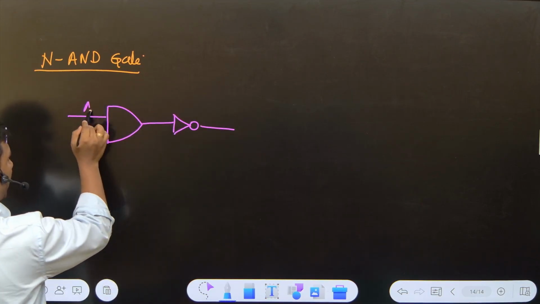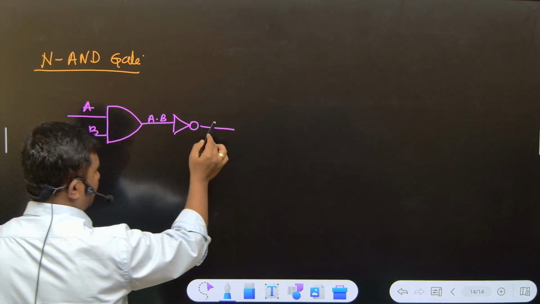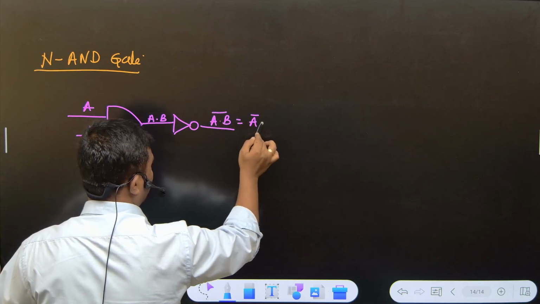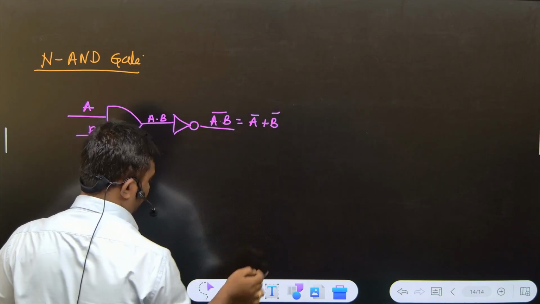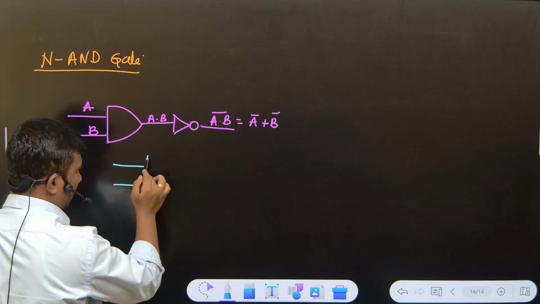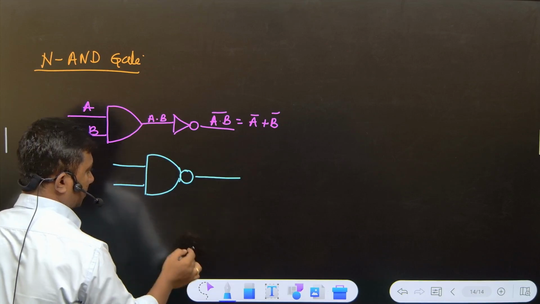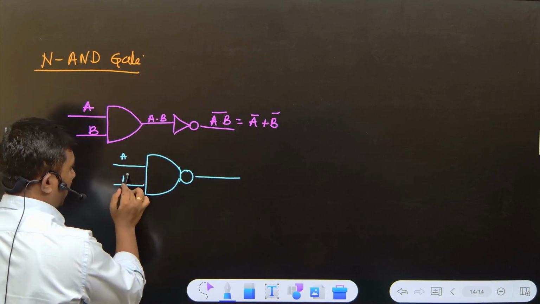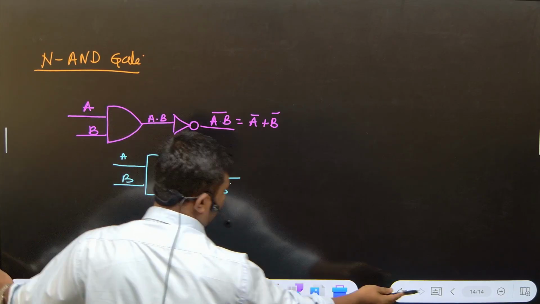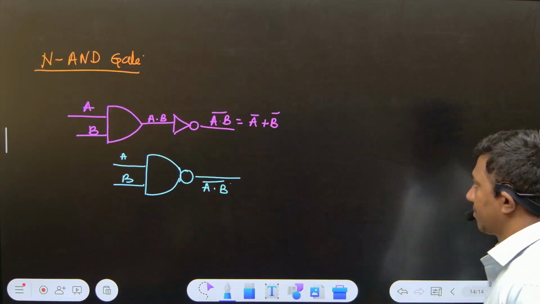So here we are giving A and B. Output will be A dot B. So it's passing through the NOT gate. Then A dot B whole bar. That is also written as what? A bar plus B bar. Then what is the symbol? As usual, the AND gate will be there, followed by the NOT symbol. A, B. Directly you can write A dot B whole bar. Did we write the previous symbol correctly? Yes. Now also it is correct only.